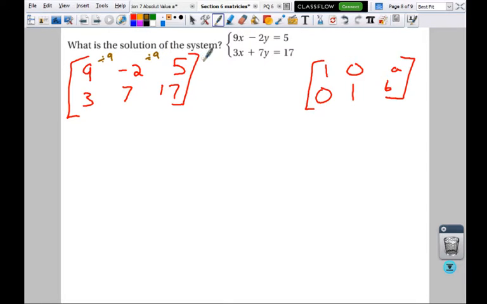And remember, I have to divide everything by 9, so I'm going to get some decimals. This one's not going to be a fun one. Okay, so when I divide by 9, I get 1. Let me plug this into a calculator. You know what, let's leave it as a fraction: 2 over 9, 5 over 9, then 3, 7, 17.